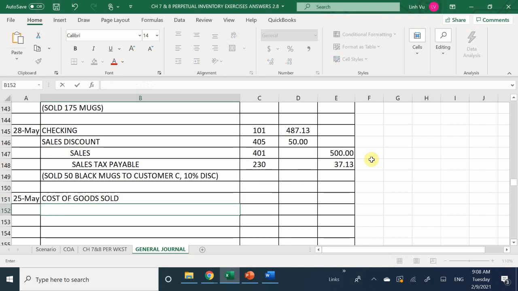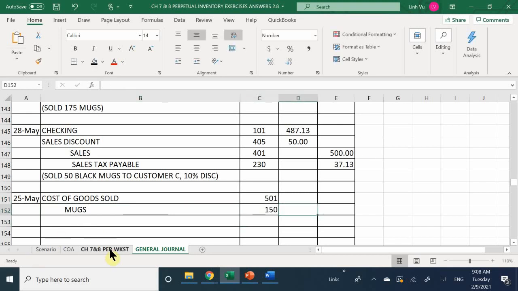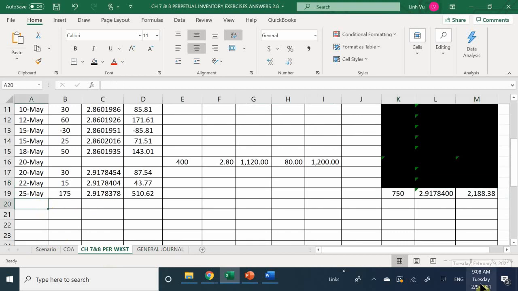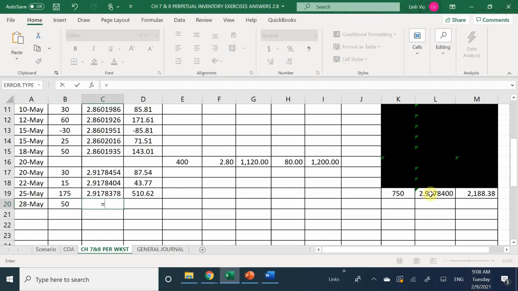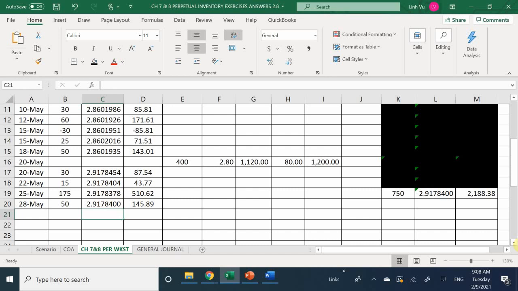Because we have those black mugs available in our inventory, because we never took them out in the first place, this is where we could go ahead and still calculate. It doesn't matter in this case. Okay, so this is the 28. We sold 50. At what cost? 2.91784. Okay. Giving me a grand total of my cost of goods sold to be 145.89. Okay. And let's go ahead and update our inventory here.